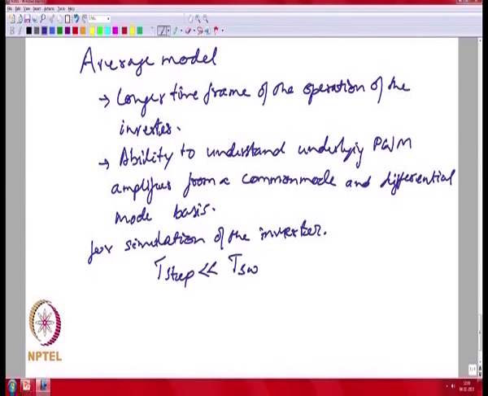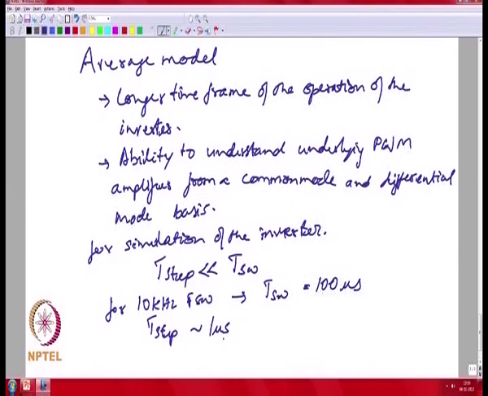So, for 10 kilohertz FSW, you are talking about a TSW of 100 microseconds. You might take a T step of maybe 1 microsecond if you are looking at something on a fine grained basis. You might even take it lower if you are looking at DI DTs, DV DTs during switching action, etc. But you can see that you have a constraint of your computation time to your switching frequency.